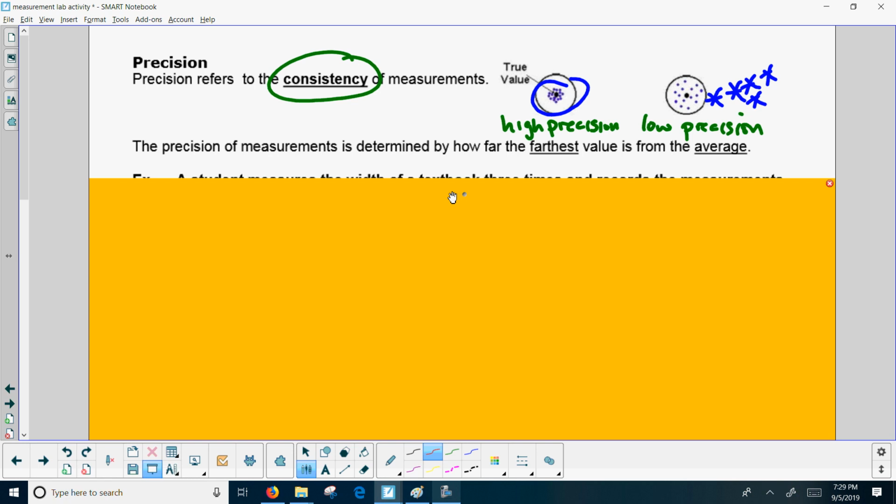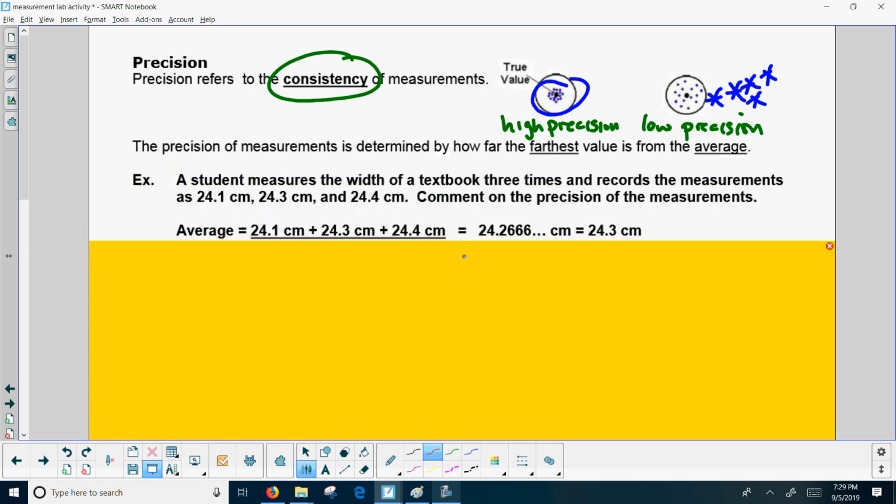So again, precision is how consistent your measurements are. You want to have high precision where the measurements are close together. So to determine the precision, you look at the average of the measurements and you see how bad the worst measurement is. So the way you do that, again, you do the average. So here we've got a student measuring the width of a textbook. They did it 3 times. They recorded the measurements as 24.1, 24.3, 24.4.